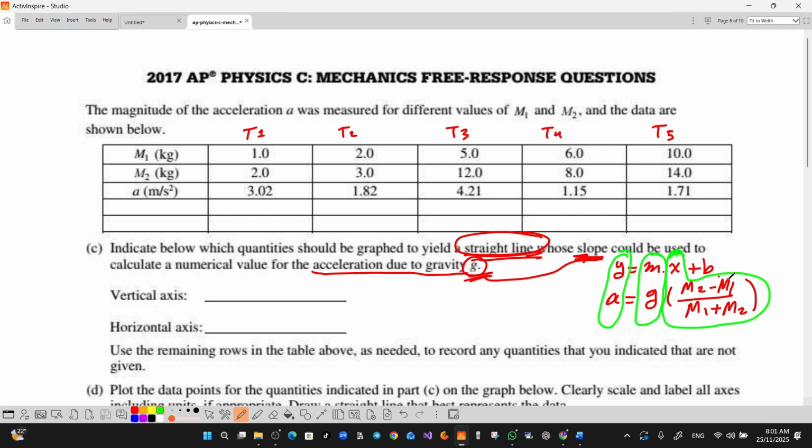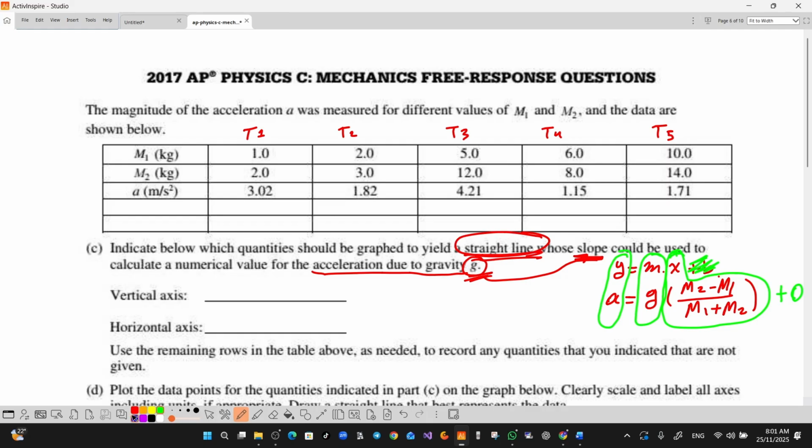Finally, what about b? Now we know that b can be positive, negative, or even zero. Since we don't have any number added or subtracted in our formula, we can assume that b is equal to 0. So no b here.